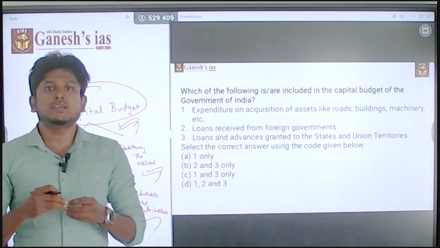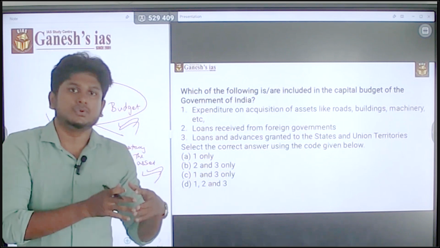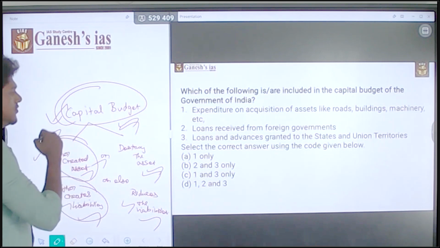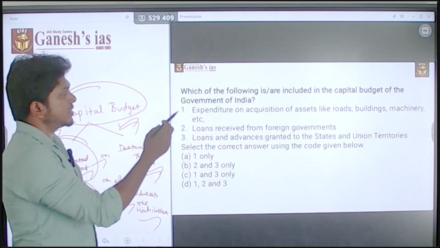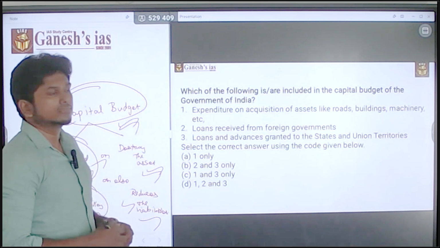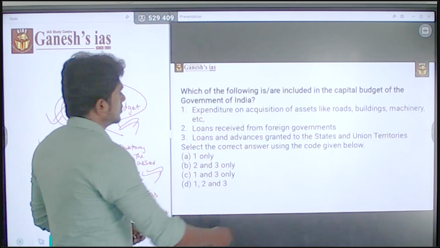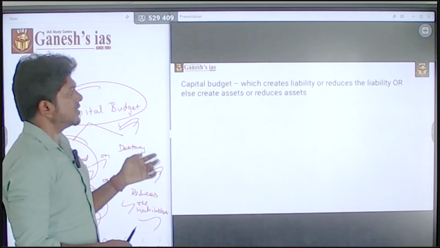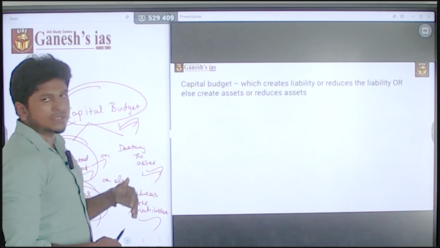So you are providing loans to anyone, then that is the asset of you. So that comes under the creation of the asset. So all three statements come under the capital budget. So the answer is 1, 2 and 3, option D. Okay, so capital budget creates liabilities or reduces liabilities, or else creates assets or reduces assets.